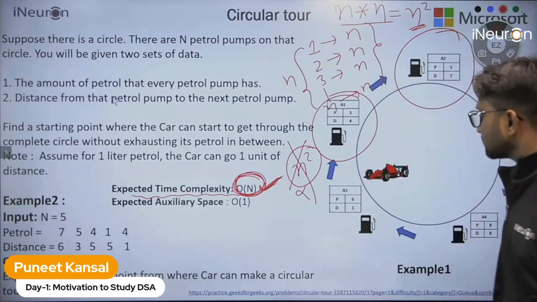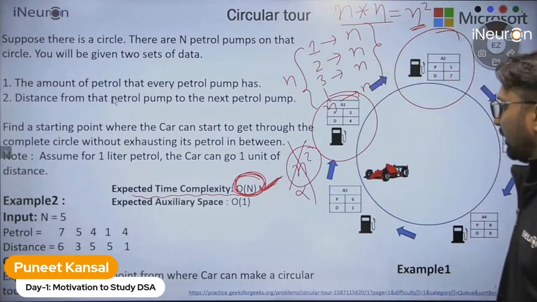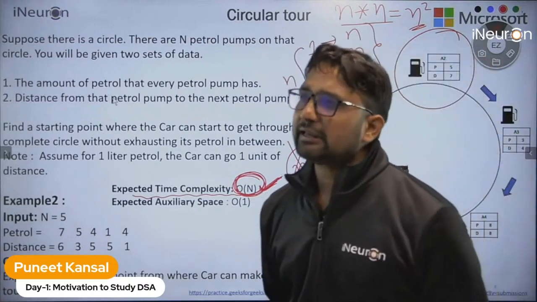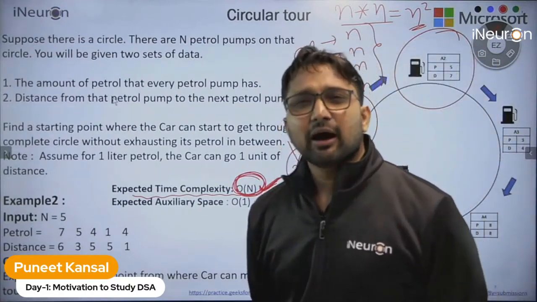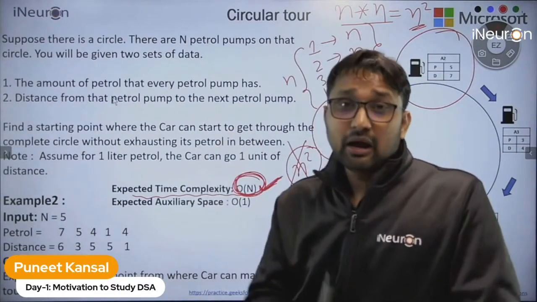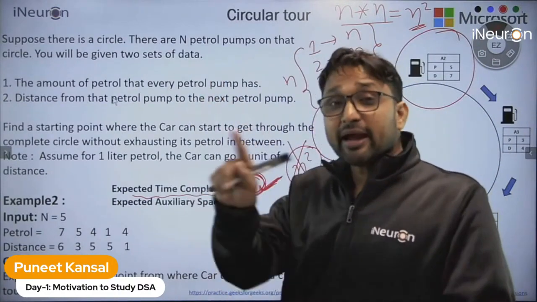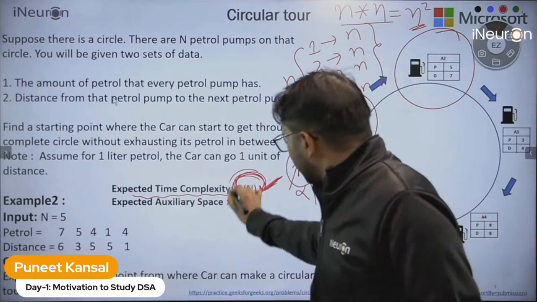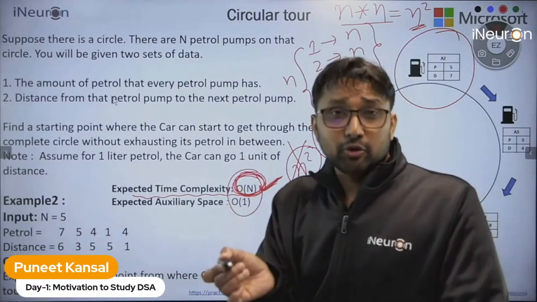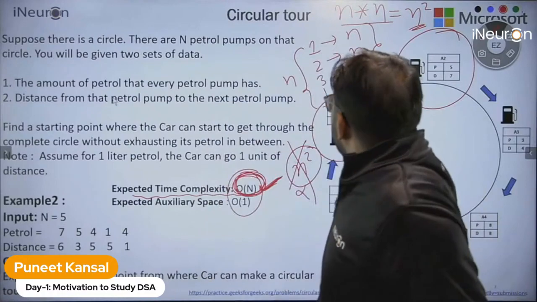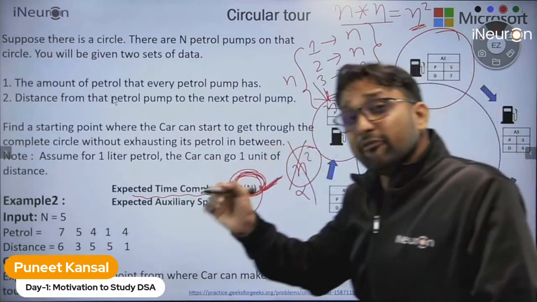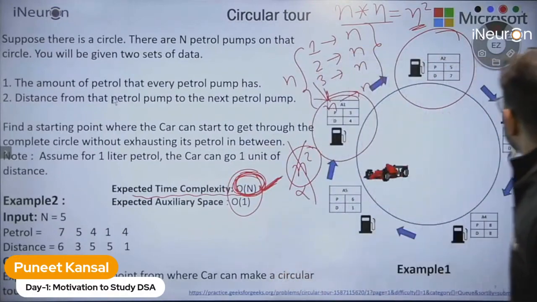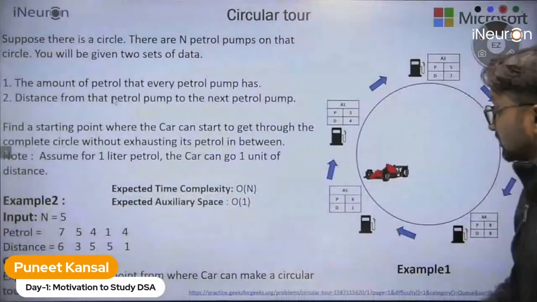Okay, fine. So let me try to solve this problem in order of n time. If I want to solve this problem in order of n time, I should not visit the same station again and again. I can visit one station one time. If I can visit one station at one time, then only I can take order of n time. N steps I need to take. Otherwise, I will not be able to. So what can be the procedure? We need to think over it. This is the skill we need to develop.